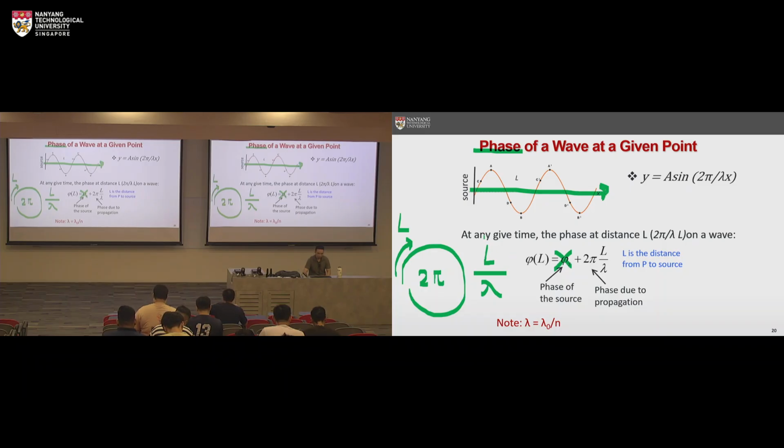So the physical definition of a phase is that one cycle corresponds to 2 pi. It is also equivalent to the distance of lambda. The actual distance that you have traveled is L. So L divided by lambda times 2 pi is the definition of a phase. This must be new to you, so try to understand this concept.